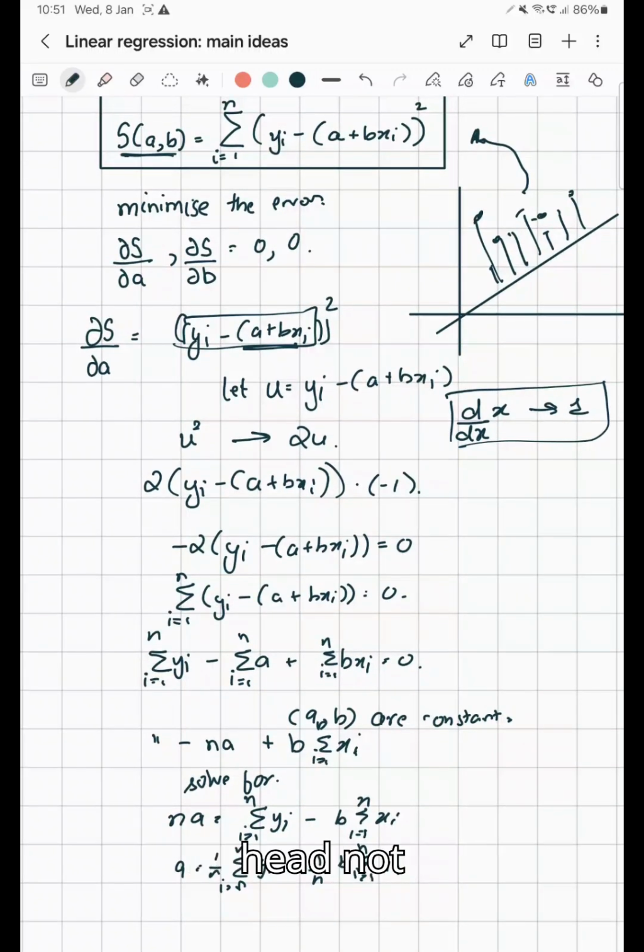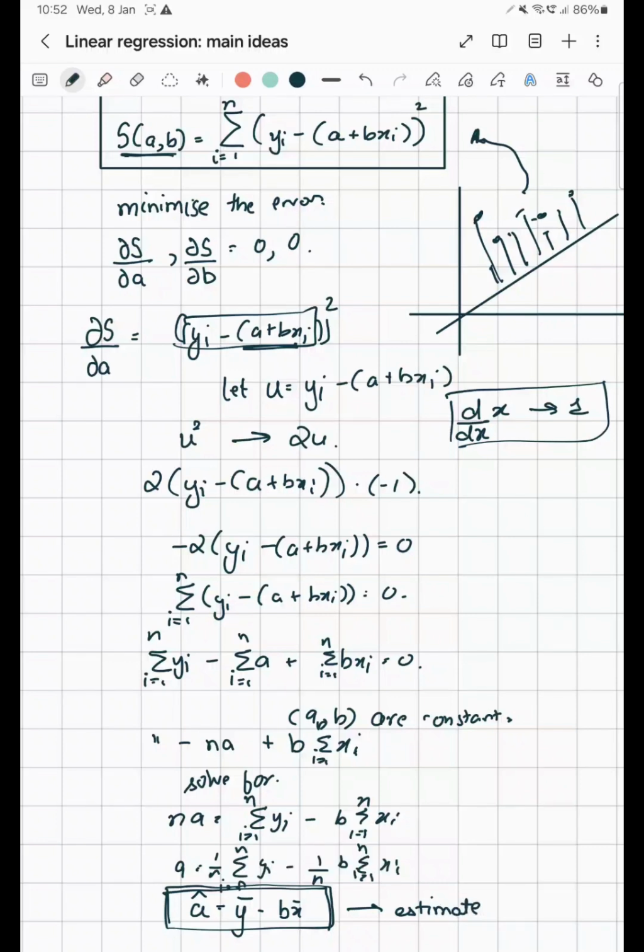Sorry, my handwriting is getting progressively bad. Anyway, we recognize this as the mean. So a hat is given by the mean of y minus b times x bar. So this is the expression called the estimate for the intercept, the estimated intercept.